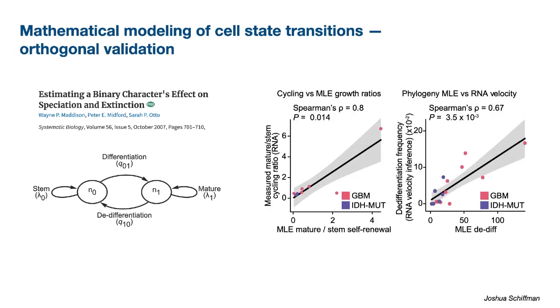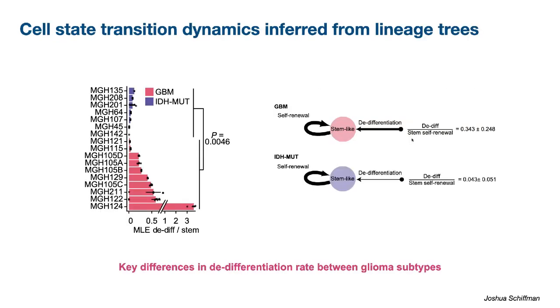We validated this by comparing model estimates to cell cycle rate derived from the single-cell RNA sequencing profiles that were not used in the modeling, and also by comparing to de-differentiation rate estimated by RNA velocity. Using this framework, we derive cell-state transition dynamics from the inferred lineage trees. And in IDH mutant, the model predicted a low rate of de-differentiation compared to stem-like cell self-renewal.